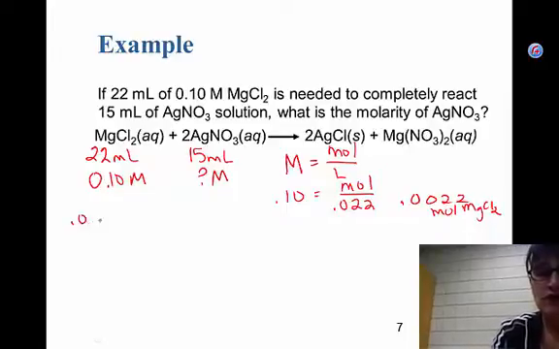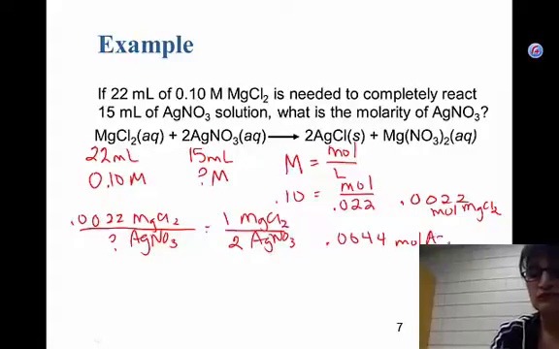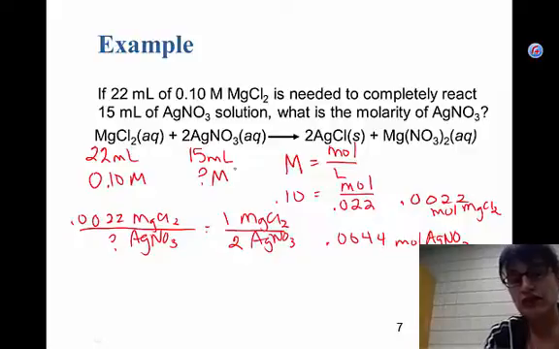My second step would be a mole ratio. So I have 0.0022 of the MgCl2. I want to find AgNO3. In my equation, I have 1 MgCl2, and I have 2 AgNO3s. So I'm going to cross multiply and divide. Now I have moles of AgNO3, and they want me to find the molarity.